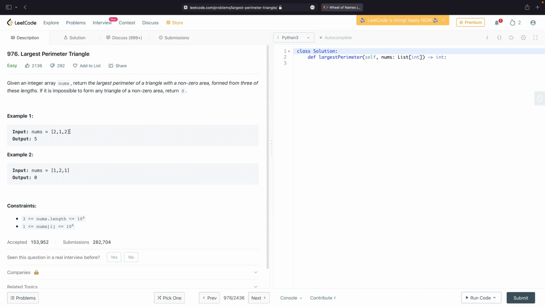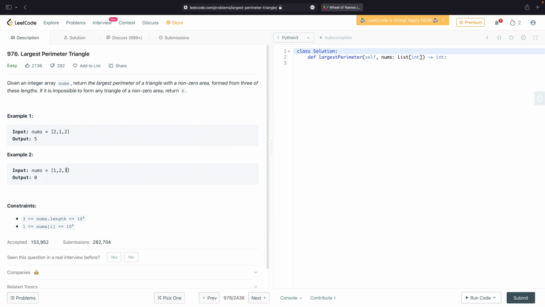The idea basically is you can form a triangle if the longest side you pick is less than the sum of the other two sides. So the longest side here is 2, which is less than 1 plus 2, which is 3.